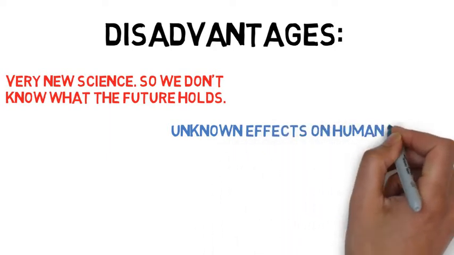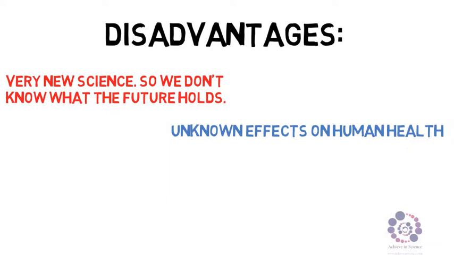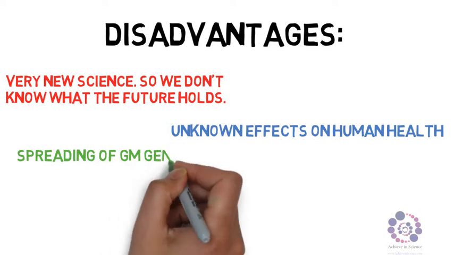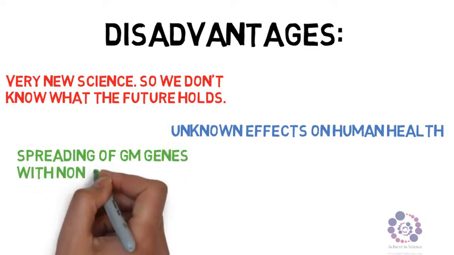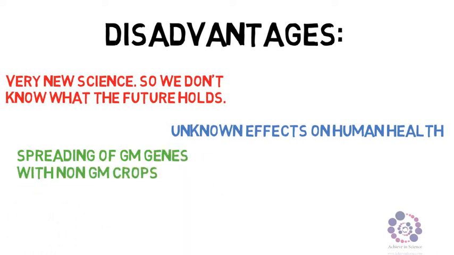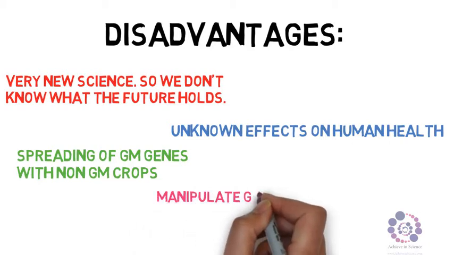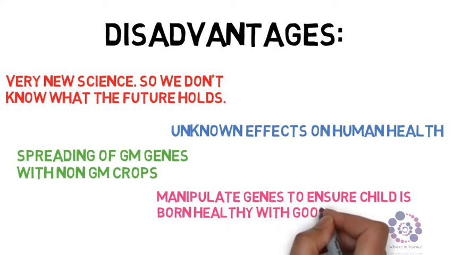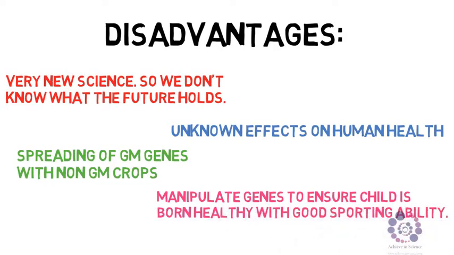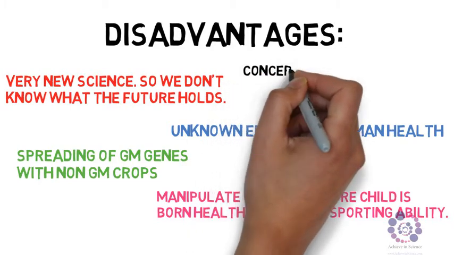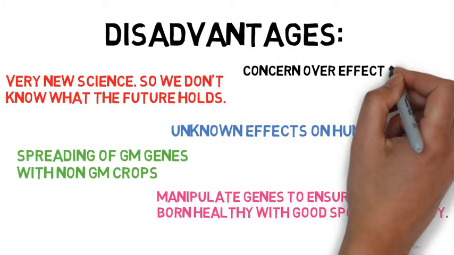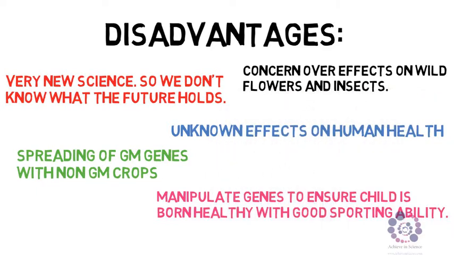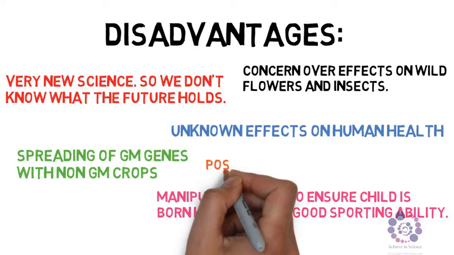With plants, we could have the spreading of GM genes, genetically modified genes, with those of non-genetically modified crops. There is the danger that we could actually manipulate genes to ensure a child is born healthy with good sporting ability. There is also concern over the effects on wild flowers and insects. There's also concern over the possible effects on human health.